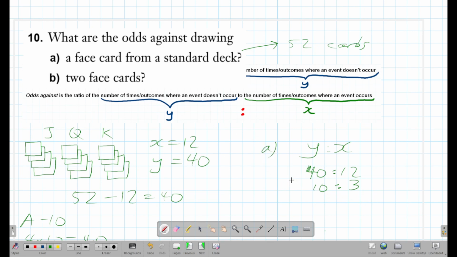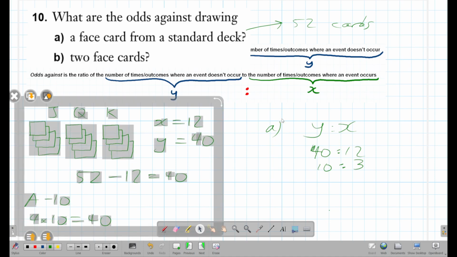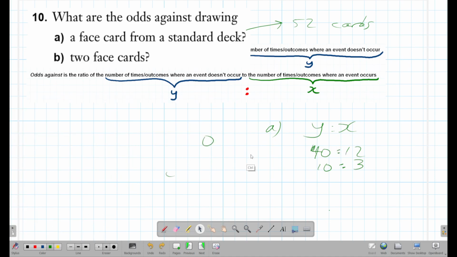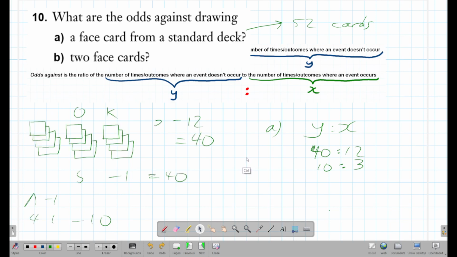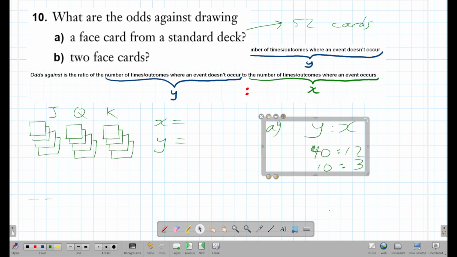So that's A. B is going to be similar, but now you're not drawing 1 card, you're drawing 2 cards. So let's consider that. Give me 1 second. So we still need our X and our Y. I'm going to get rid of this.